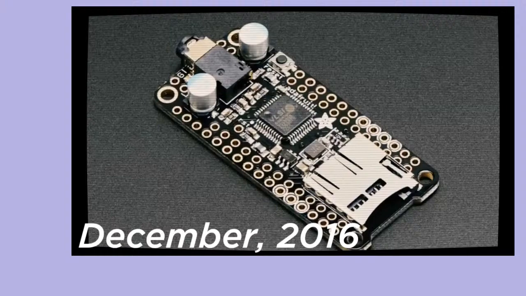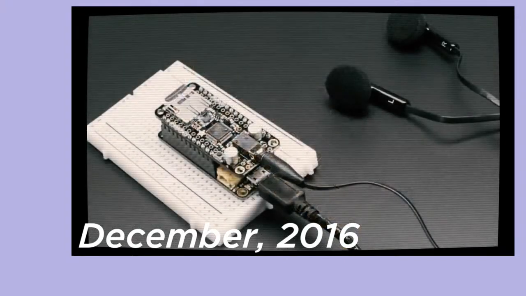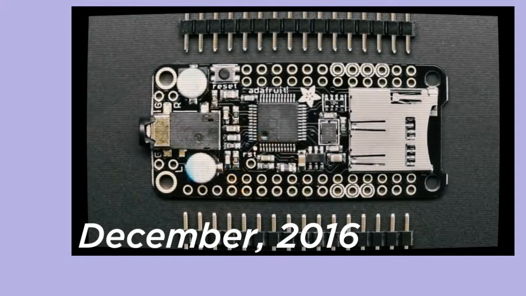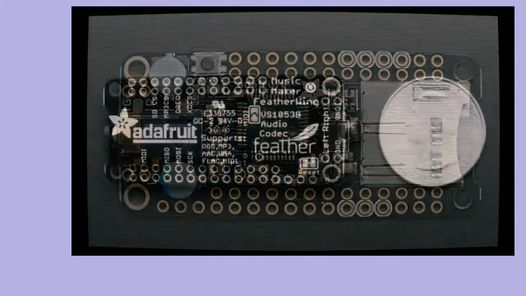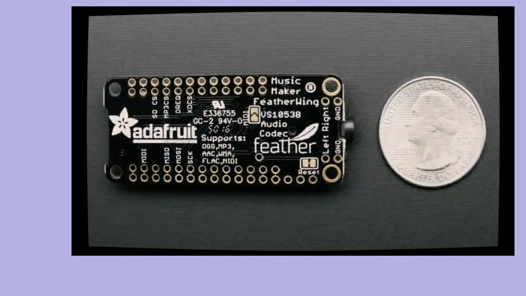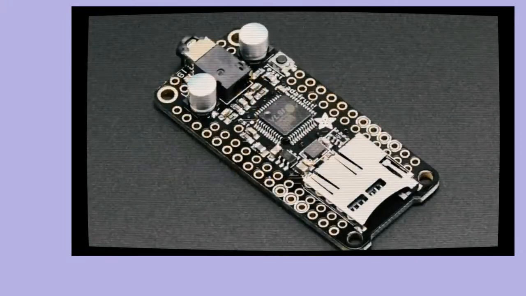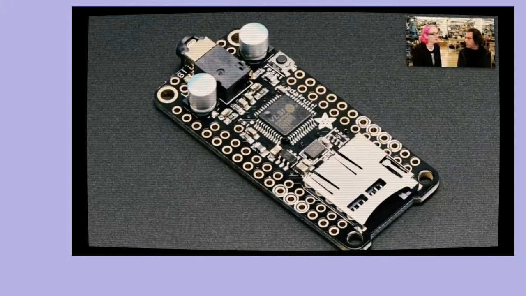This is the MP3 FeatherWing. It's a music maker FeatherWing because it actually does more than play MP3s. It can play waves, it can play Vorbis files, it can play WMAs or some other format. Most people play AAC or MP3s, that's what people know it as. This chipset does all the decoding for you.